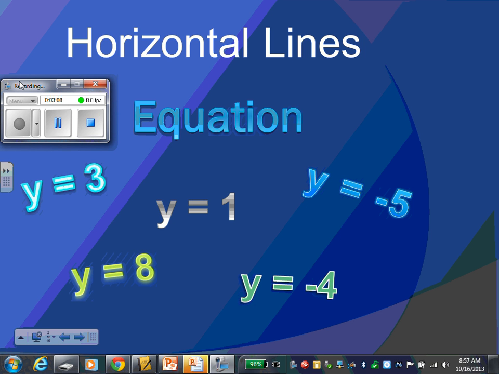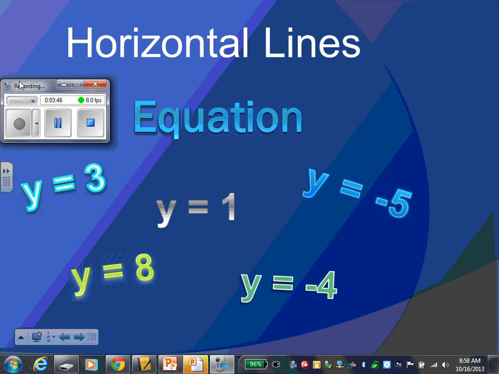Well, y equals a number, right? And why does this look different? Does this look like a normal equation? Does this look like what we looked at yesterday? It's missing an x, right? It doesn't even have an x. So can someone explain to me what happened to the x? It got replaced by a number?